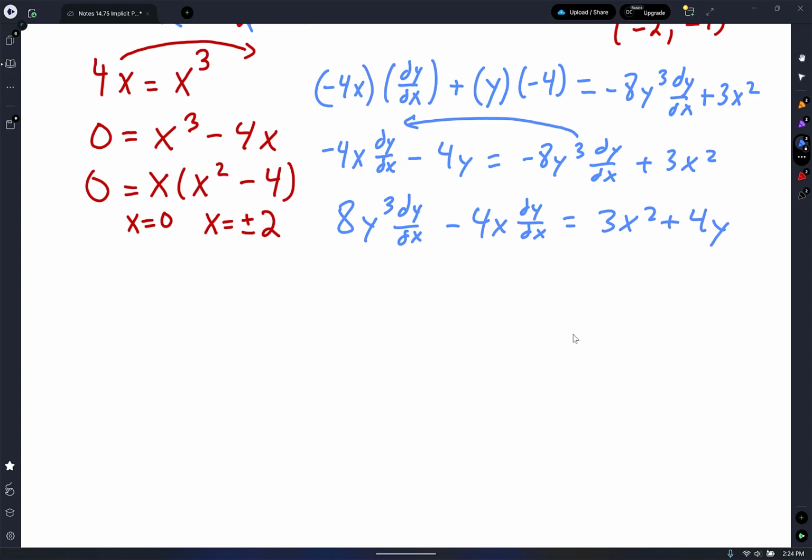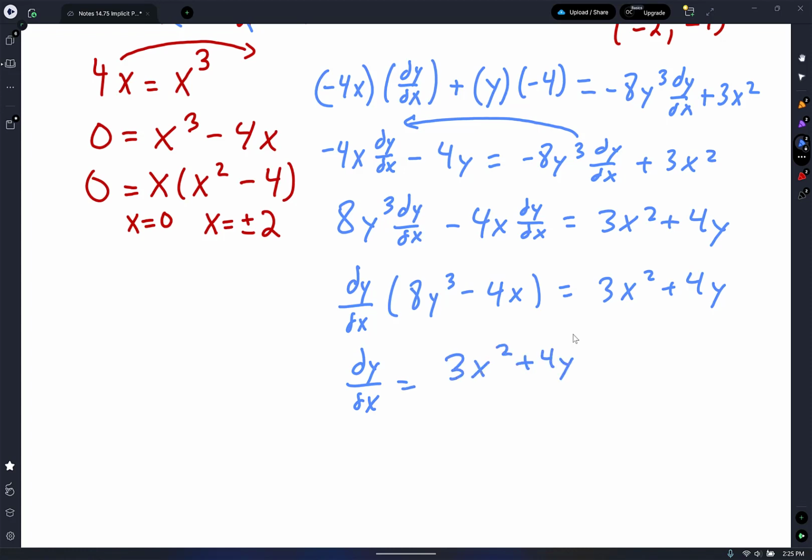I would at least show you factoring out the dy dx like this. So dy dx, parenthesis, 8y cubed minus 4x, close it, equals 3x squared plus 4y. Are we okay right there? Okay, and then from there, you're just going to what? Divide. So now it's okay. You don't have to show it. You can just go right to this next step. dy dx equals, and you put this in the numerator, 3x squared plus 4y, and you put this in the denominator, 8y cubed minus 4x. Nothing cancels, so don't cancel anything out. Are we okay so far? Okay, perfect. Here we go. Let's start with the point 0.